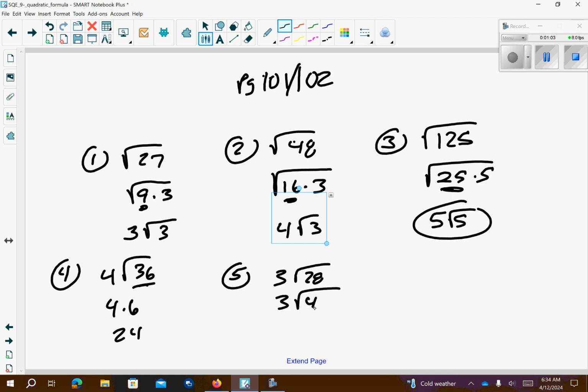Number 5, 3 root 28. 28 breaks down to 4 times 7. The square root of 4 is 2, so you get 3 times 2, root 7, so that's 6 root 7.